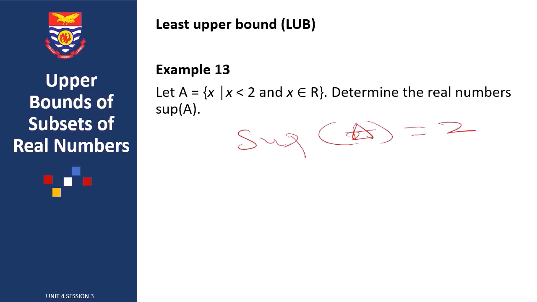But you may have more upper bounds: 2, 3, 5, 100, 10,000, 1 million, 1 billion. But the least one is 2, and that is the sup. It doesn't mean that the sup should always be part of the set. It may not. Good.